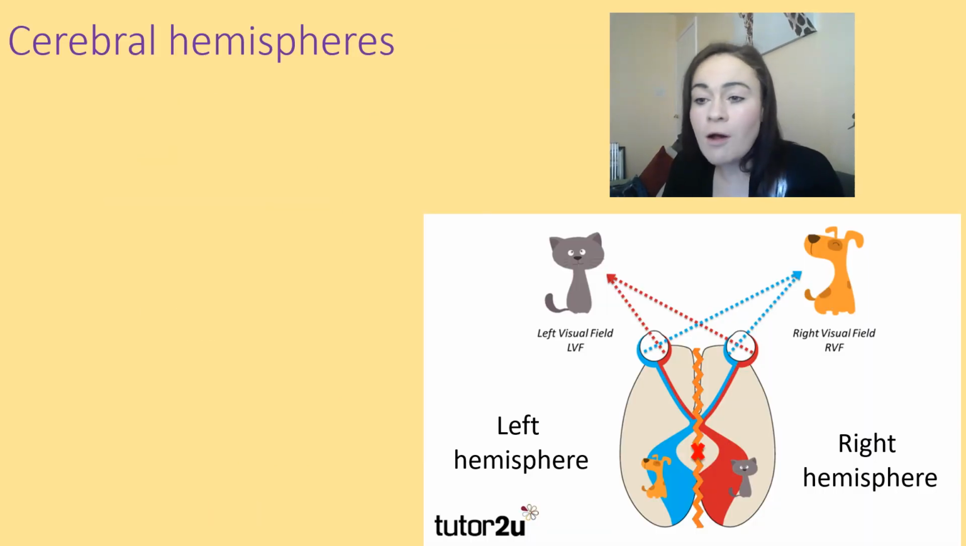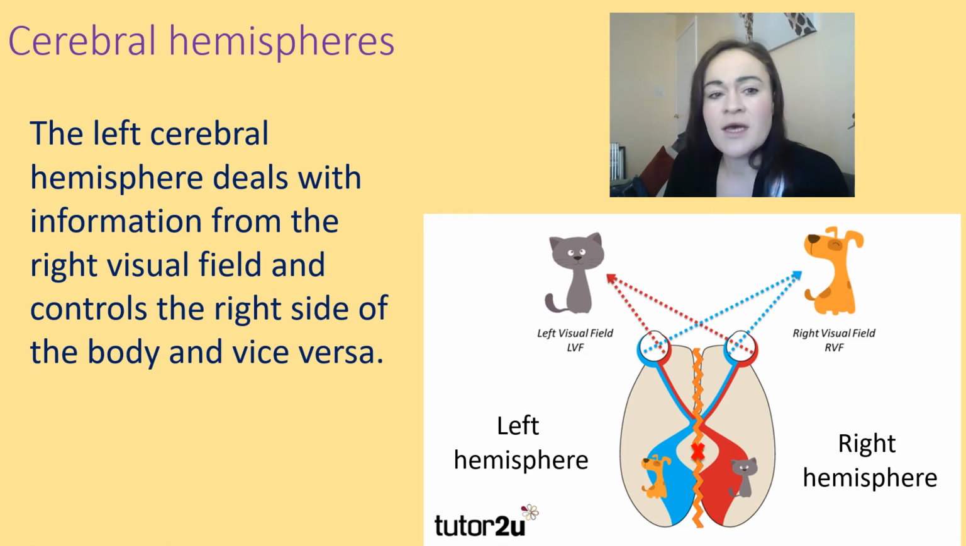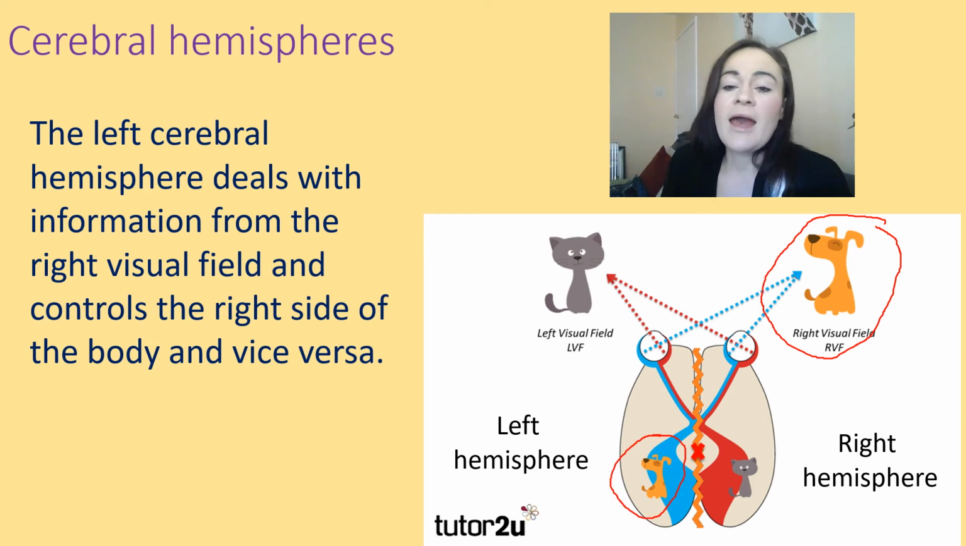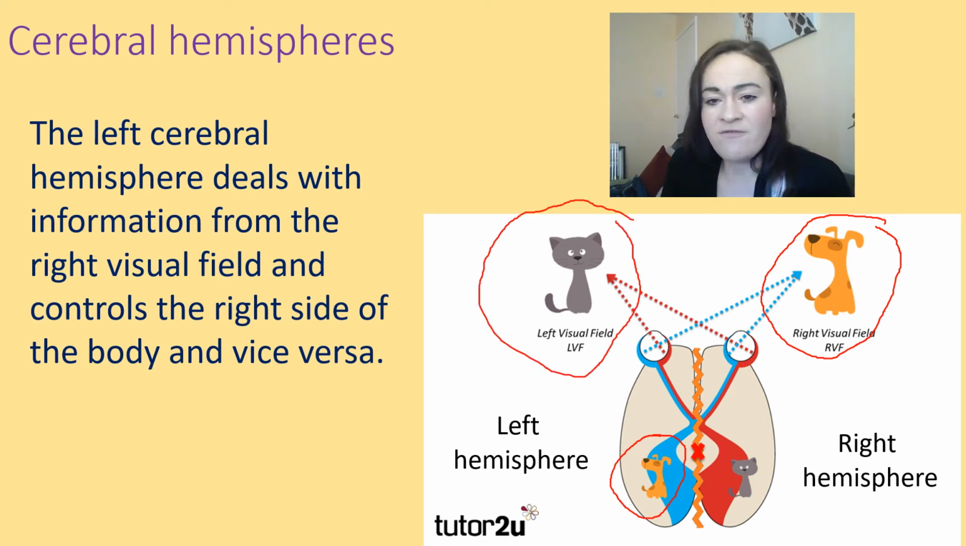Visual information is also processed in this way. The left cerebral hemisphere deals with information from the right visual field. So here you can see on the right we have a dog, and the information about this dog will be processed in the left hemisphere. And here we've got our cat in the left visual field, and information about the cat is processed in the right hemisphere.